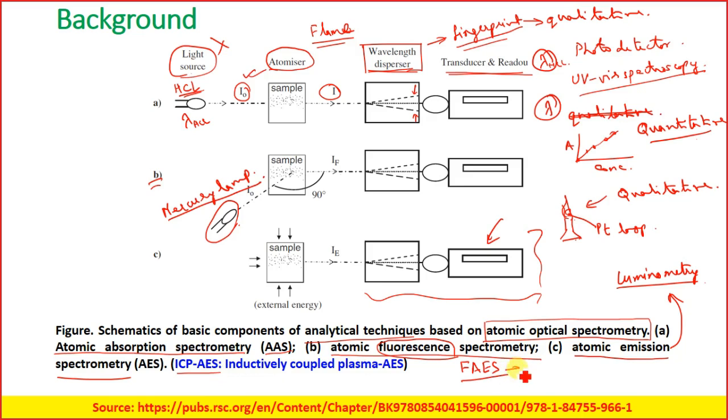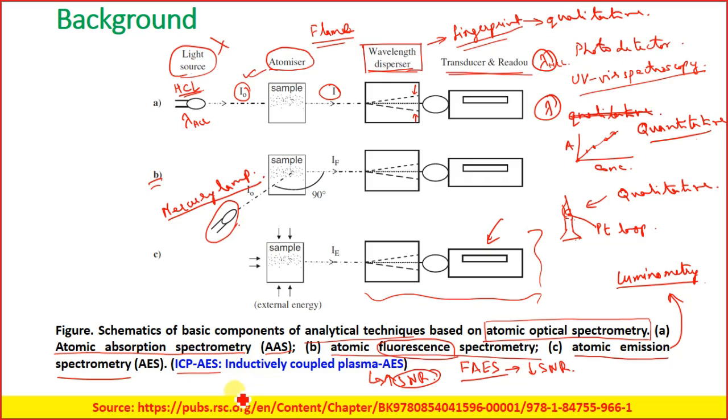In FAES you will get a low signal to noise ratio, that means the signal component will be lower. However, when you use the ICP, the inductively coupled plasma, it increases the signal to noise ratio. Because of this reason, most of the commercially available AES instruments employ this ICP AES.